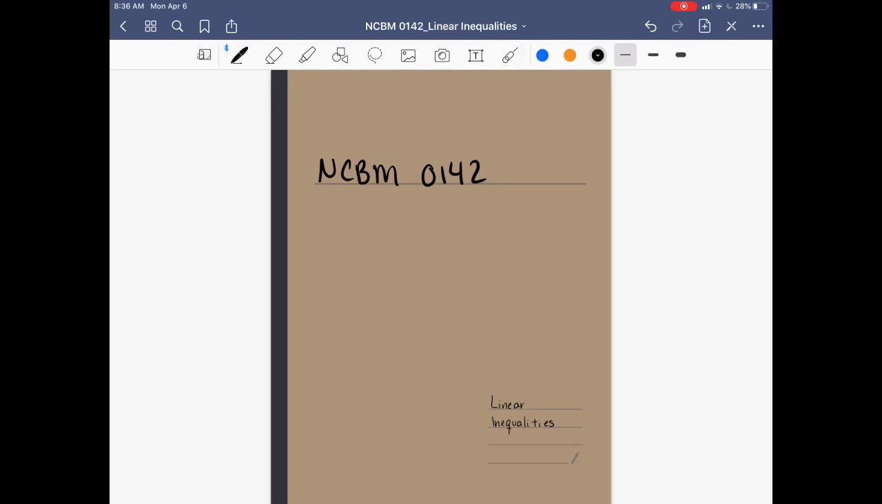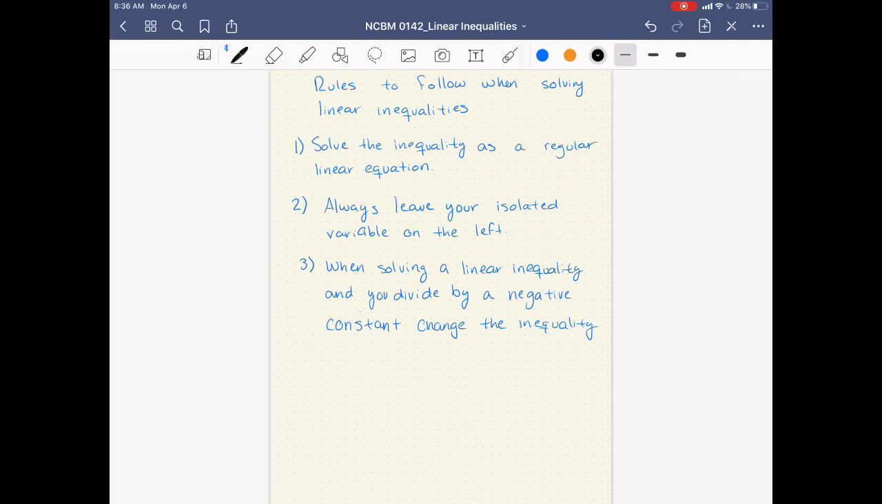So this is NCBM 0142, linear inequalities. Rules to consider when solving linear inequalities: solve the inequality as a regular linear equation. Always leave your isolated variable on the left when solving the linear inequality, and when you divide by a negative constant, you change the inequality.